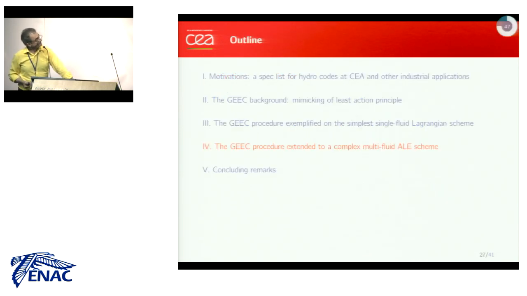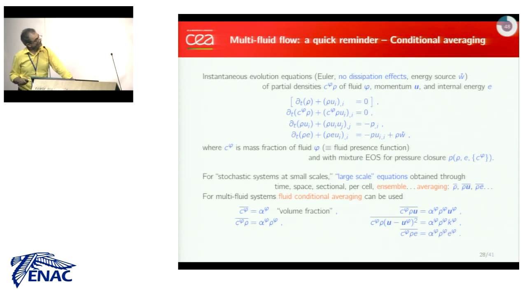Okay, now we go to the multifluid system. So a multifluid system actually is an averaged system. So we start from the instantaneous equations for conservation of each of the fluids. Here C phi is the volume fraction of fluid phi. We have conservation of momentum and conservation of internal energy.